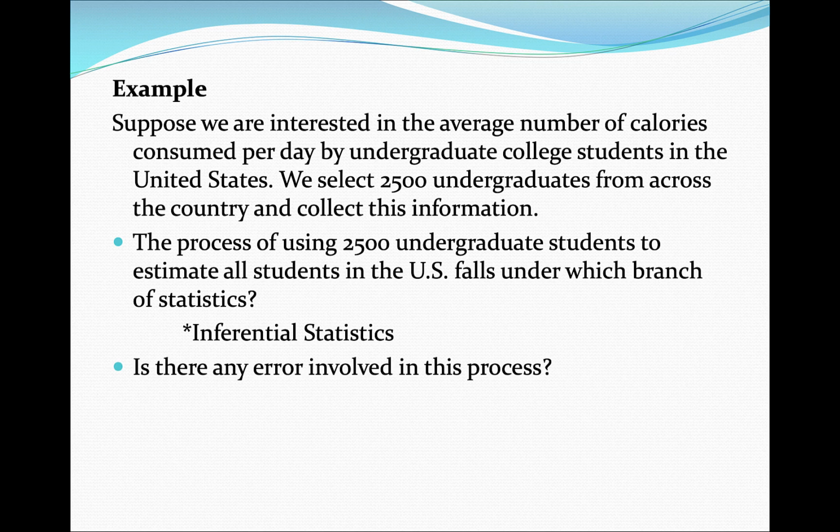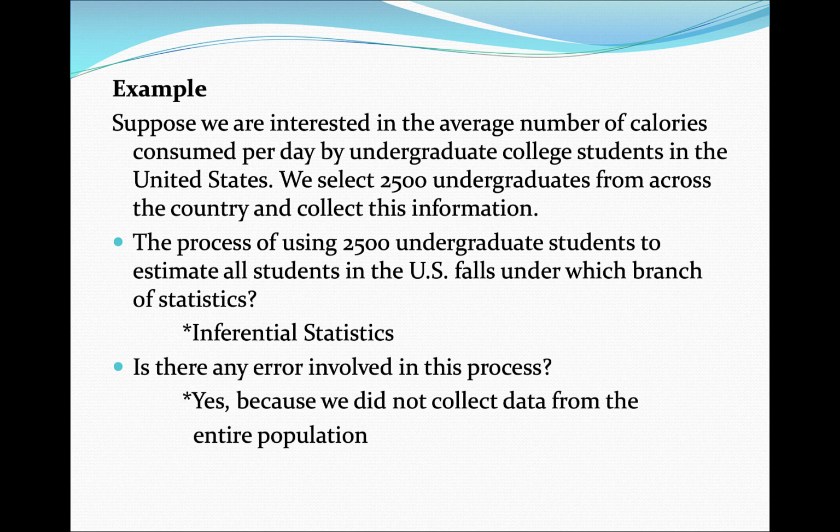And of course, there is error involved in this process, and we've already mentioned this as well. There's error because we didn't collect data from the entire population. The whole point of this is to estimate, right? And when you go to estimate something, that estimation process is going to include error. So there's always error in inferential statistics because we don't have all the information. We're trying to estimate information that we really don't have. And there are ways to do this really well, but they do involve error.